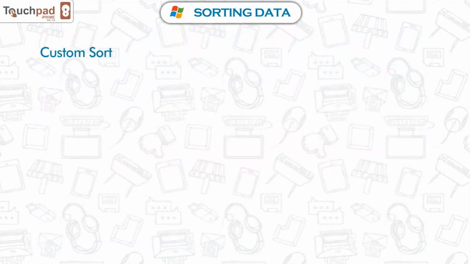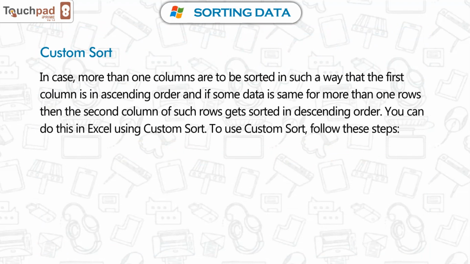Custom sort. In case more than one column is to be sorted in such a way that the first column is in ascending order, and if some data is the same for more than one row, then the second column of such rows gets sorted in descending order. You can do this in Excel using custom sort. To use custom sort, follow these steps.